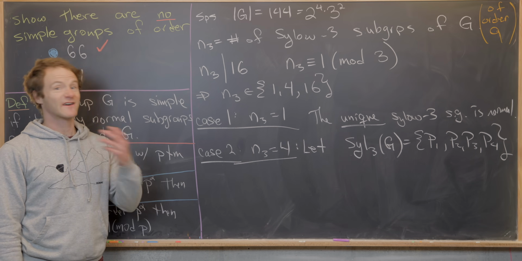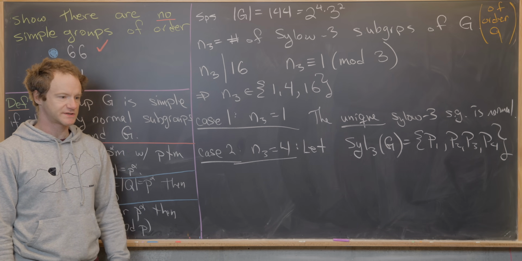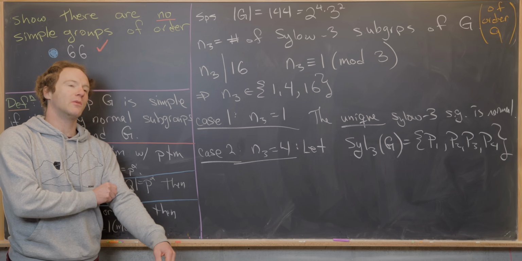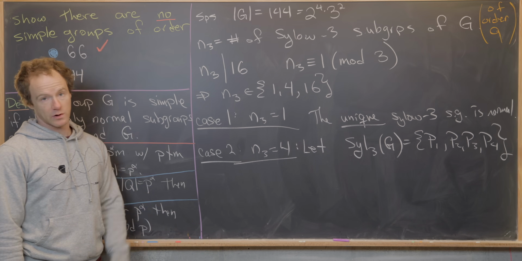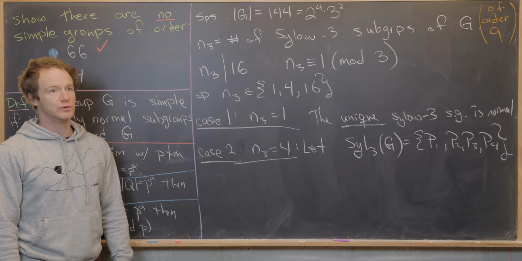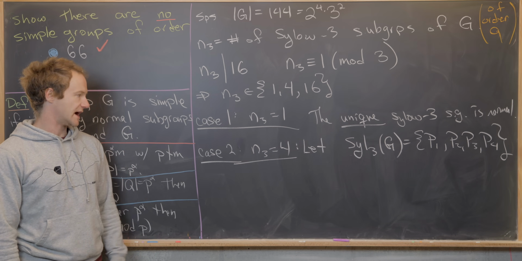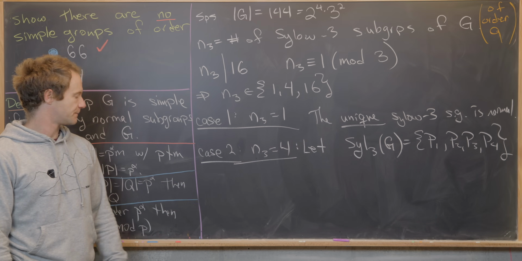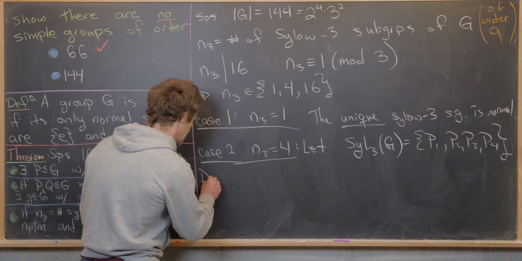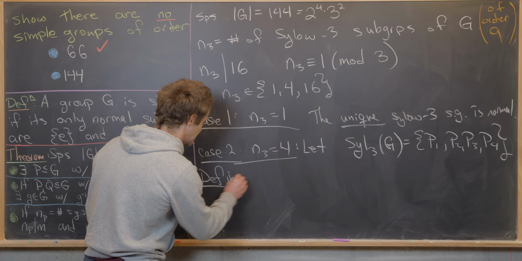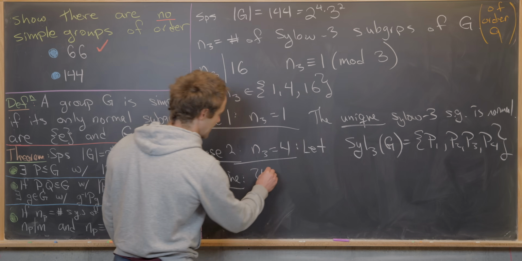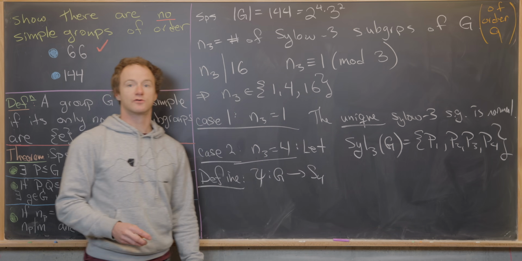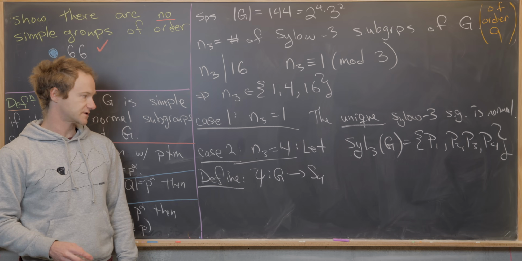Now, I want to do a fairly common trick when it comes to working with these Sylow theorems, and that is build a homomorphism from our group to S4. And why S4? Well, that's because we're taking this n3 to be equal to 4. Okay, so let's define the following map. So we'll define, I'll call it psi, and it goes from our group to S4. In other words, the group of permutations on 4 letters.